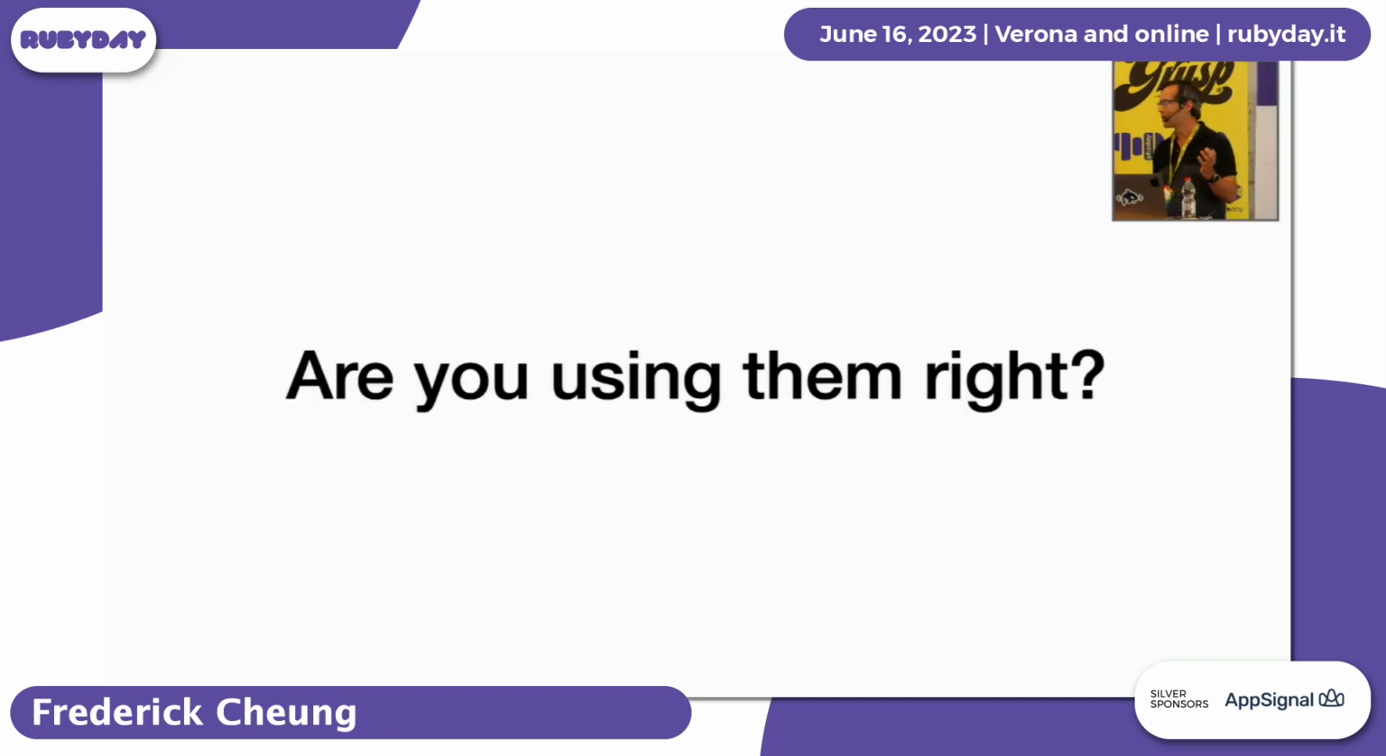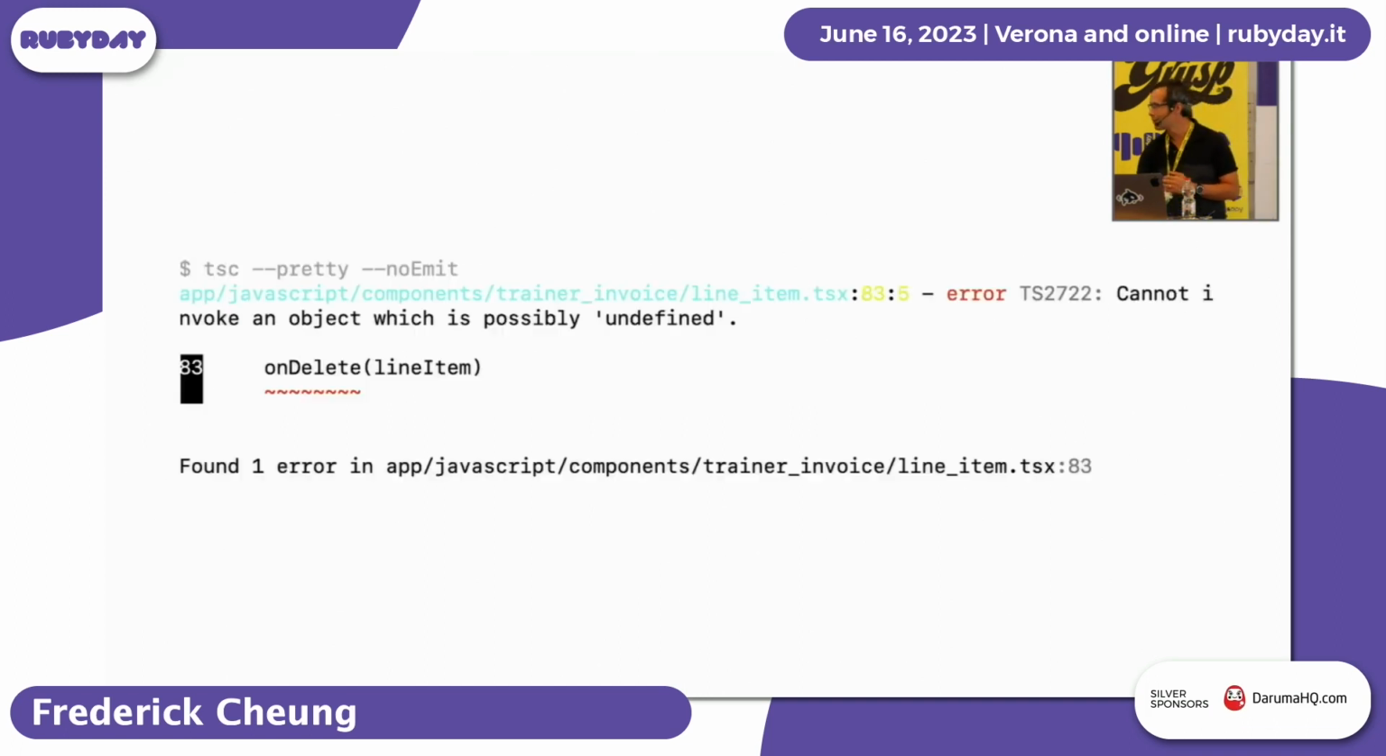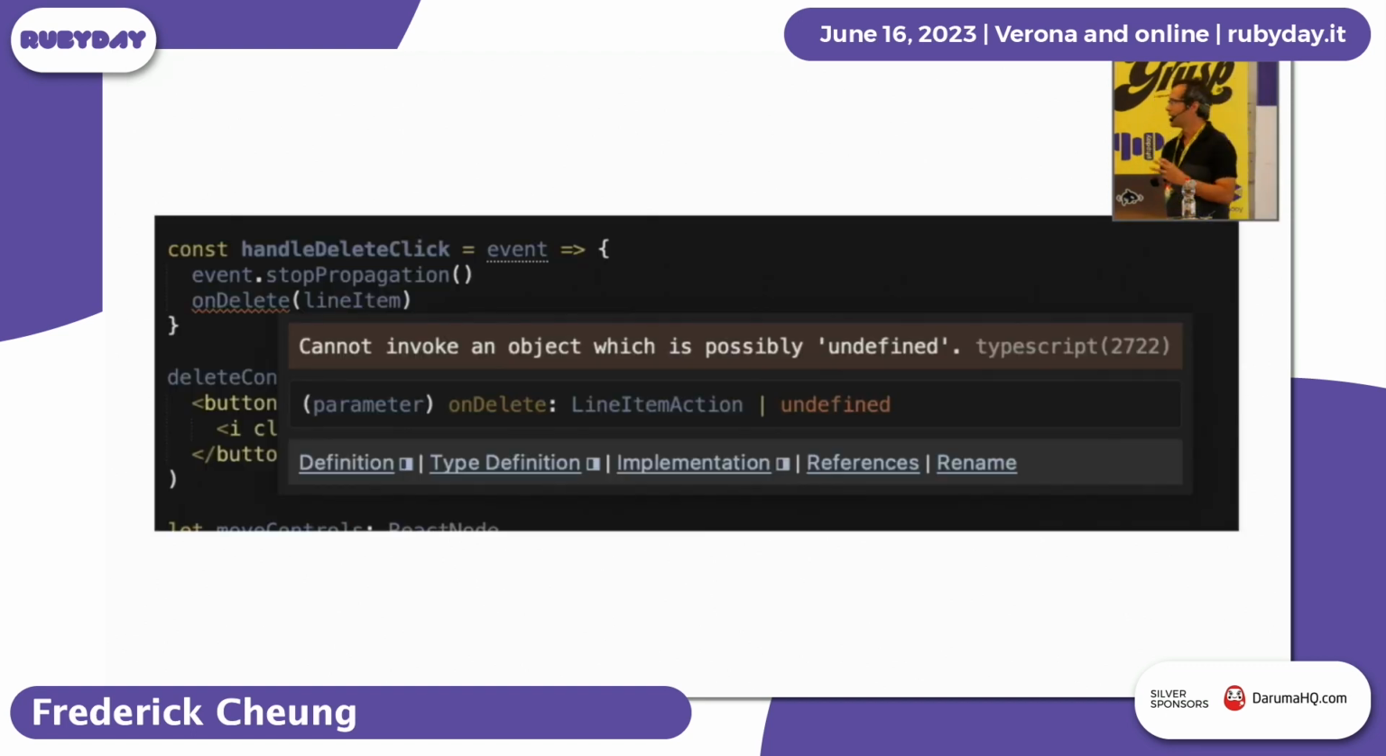And then once you know what things are, are you using them right? Can I do this operation on this type? And you can get this feedback on the command line. You can run the TypeScript compiler, and it will say, hey, you're trying to call this function, but this function might be undefined. Or you can get in-editor help.